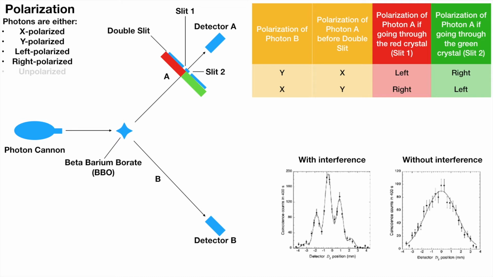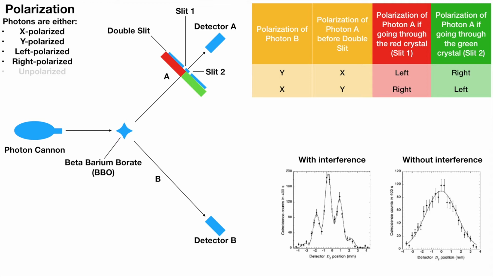At this point, you might be very skeptical though. You might say, well, of course the outcome has changed. We changed something in the experiment. We put the red and green crystal in front of the slits. You might think that the two crystals affect the particles in a way that makes the interference pattern disappear. However, this is not the case.